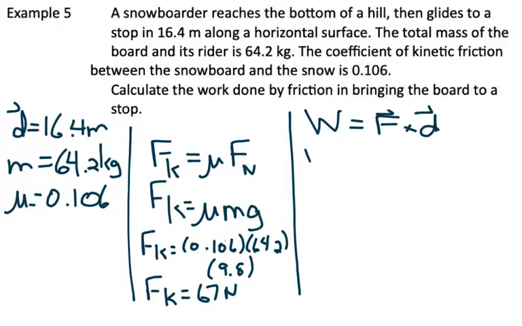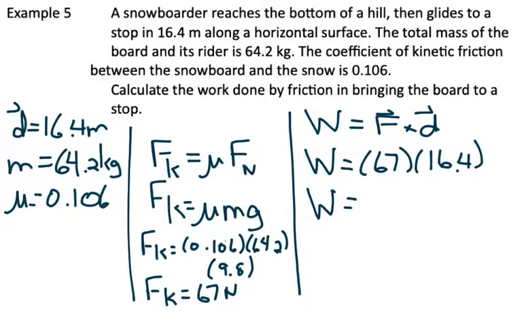Can take that over to the work calculation. Force is 67 newtons. Displacement 16.4 meters. Multiply that out, going to 2 sig figs, we get the work done is 1100 joules.